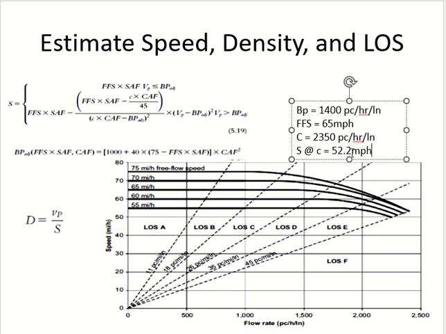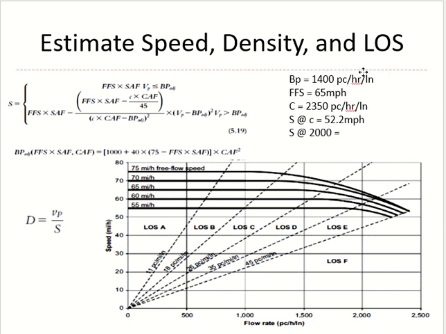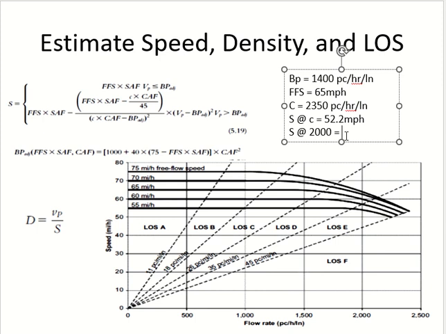Okay, let us take 2000. So give me the speed. I'm just taking randomly because I just want to make the curve. So S at 2000. How much is that? Vp 2000. Capacity same. 2350.